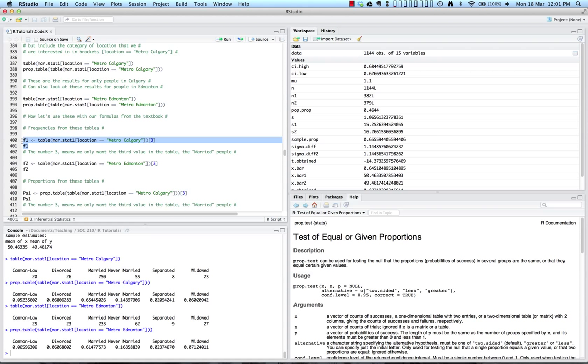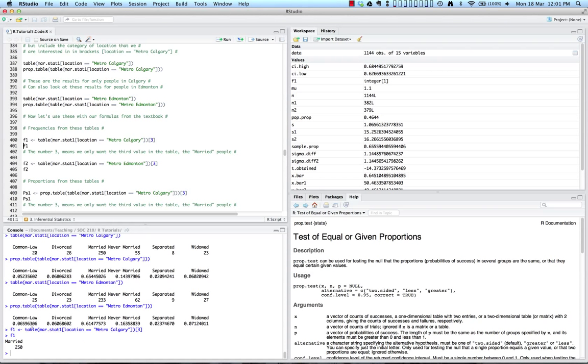So we do that for Metro Calgary. For F1, we get 250. As you see up here, there's 250 for married people.